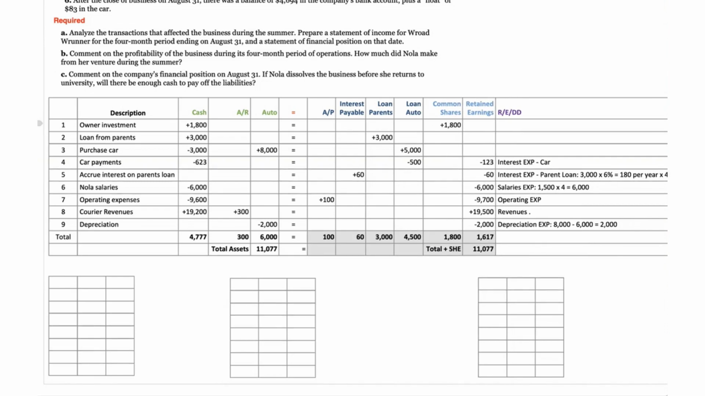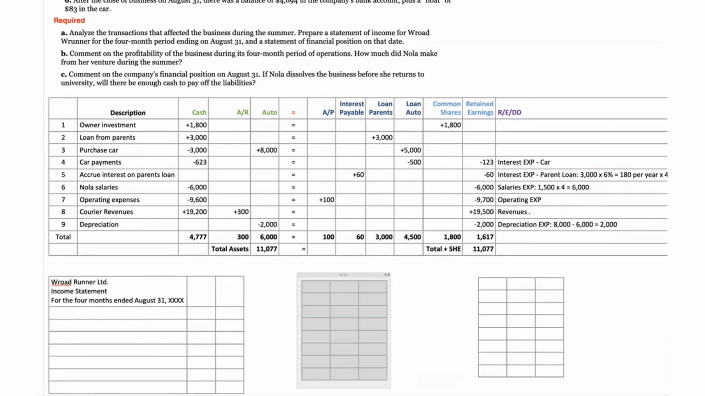So now we have everything we need to create our first 3 financial statements: income statement, retained earnings, balance sheet. The name of the company is Roadrunner. An appropriate title for an income statement is the name of the company, the name of the statement, and this is for the period of time. So an income statement is always for a period of time. So this one is for the 4 months ended August 31st.